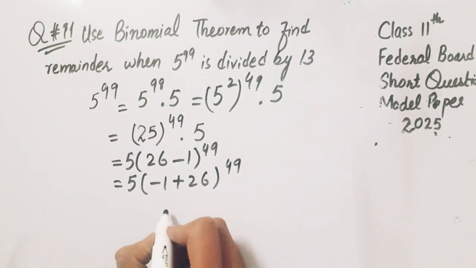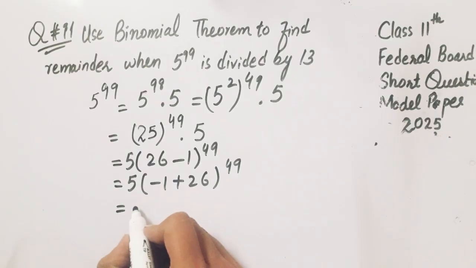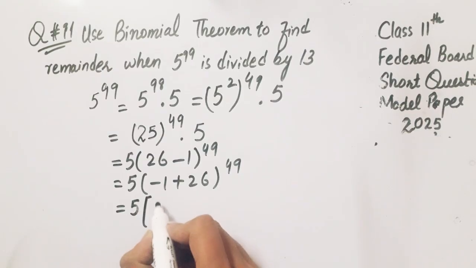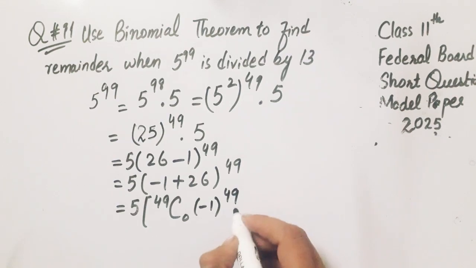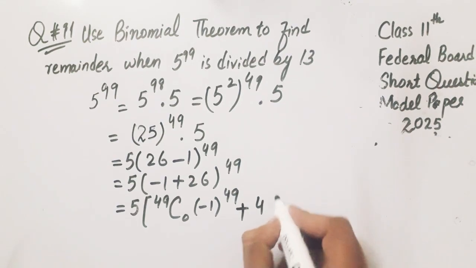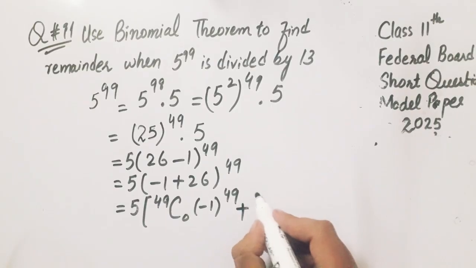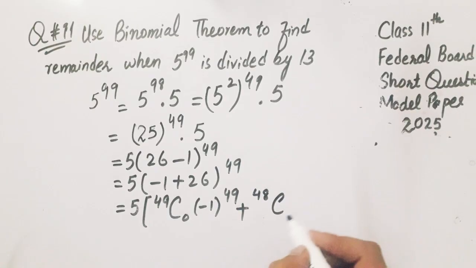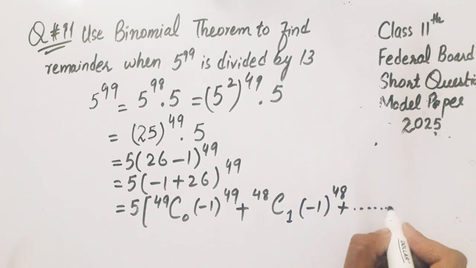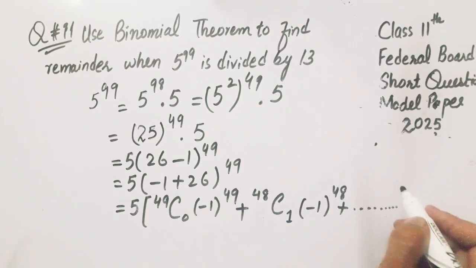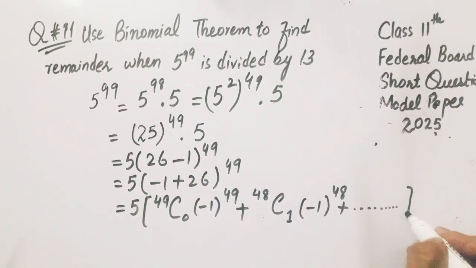So we will solve this as, expand this by binomial, we will have 5 and then 49C0 minus 1 raised to power 49, then plus 49C1 minus 1 raised to power 48 and so on up to, and then in the last we have plus 26.